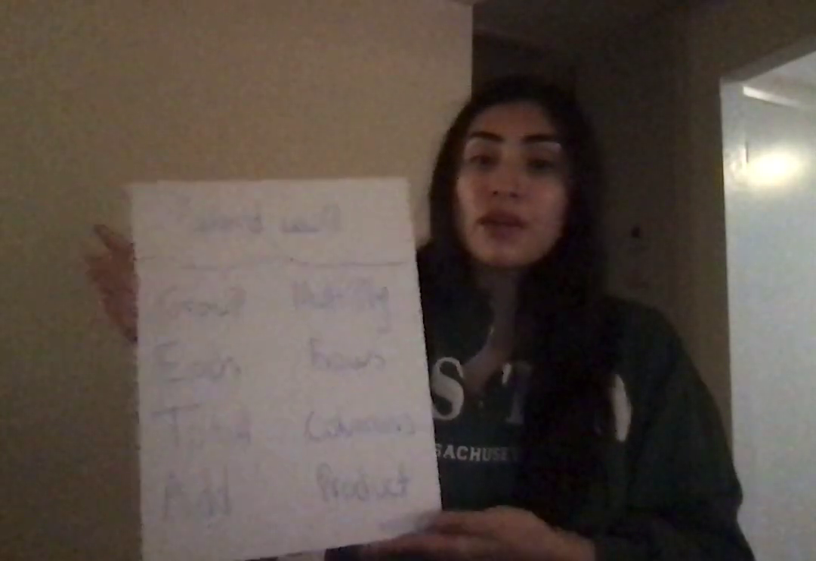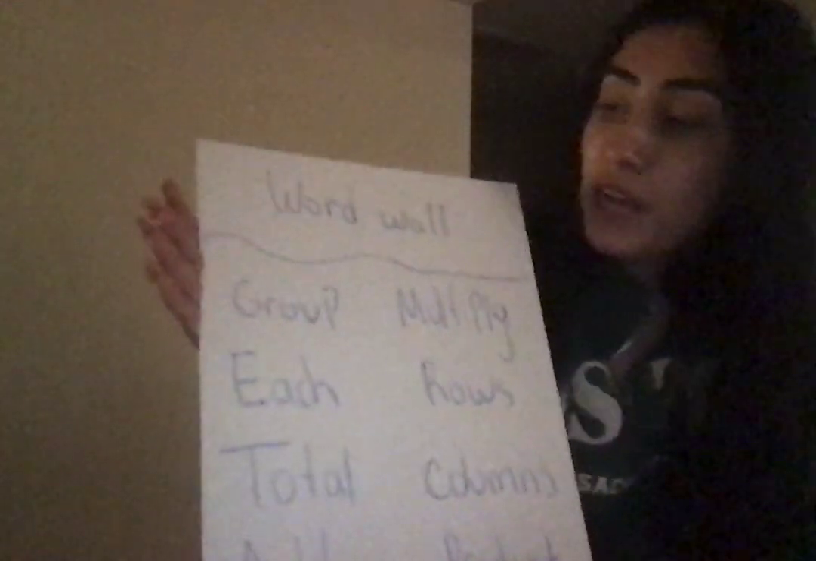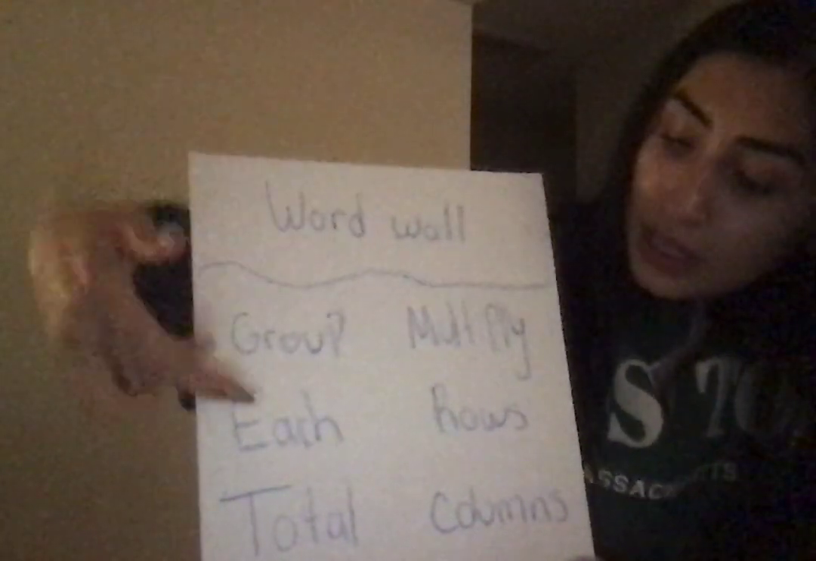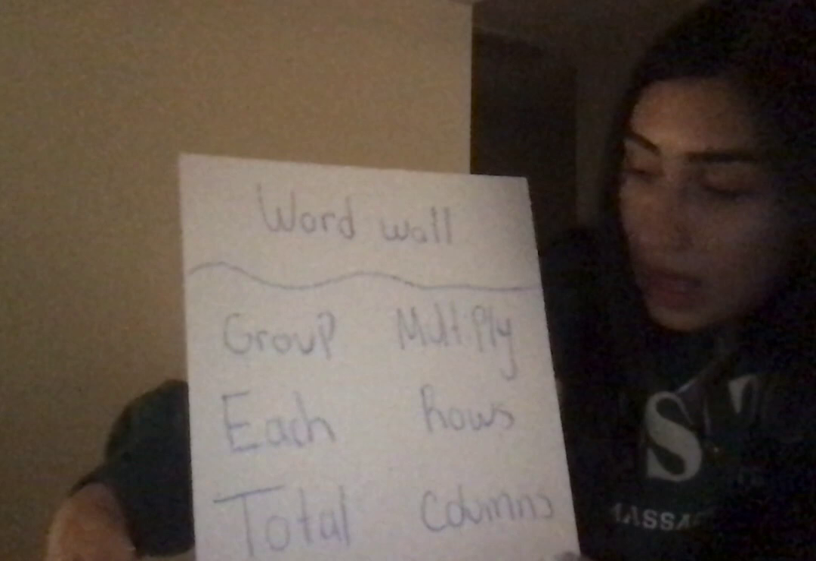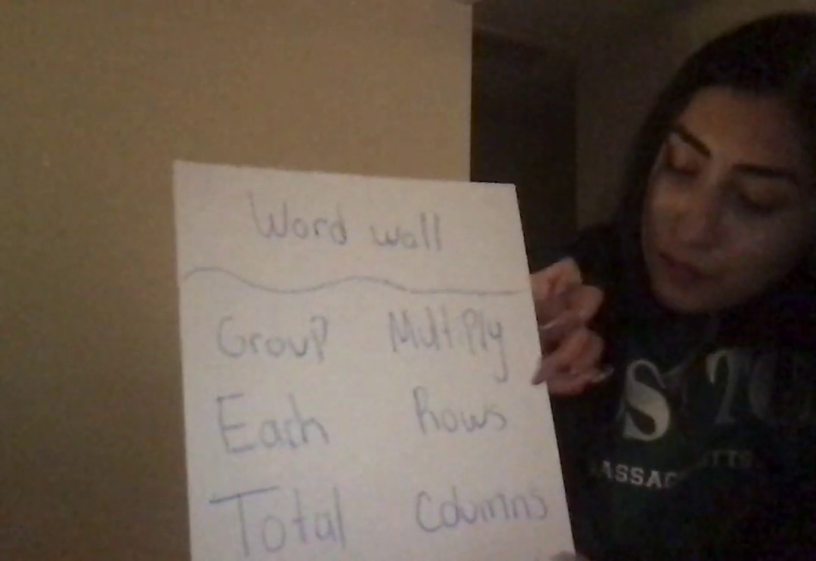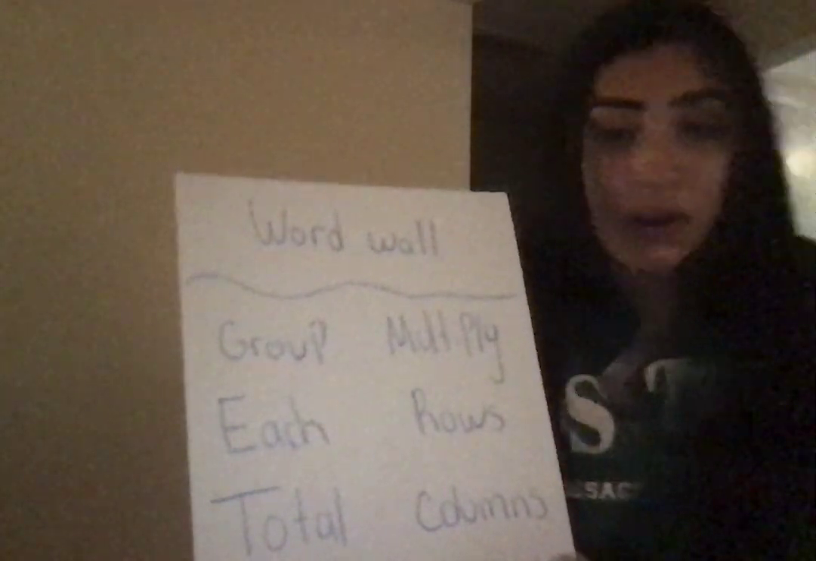Secondly, I create a dedicated math word wall for this specific project. I'm going to display some of the words that we have on our word wall. We have group, each, total, add, multiply, rows, columns, and product. Each word will be accompanied by a clear visual, such as a picture of groups of items for group, or an array for columns and rows.